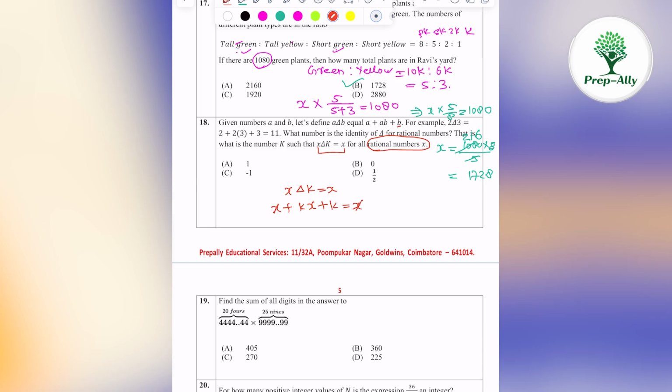Now x and x cancel out. If I take k as common, we get k into x plus 1 is equal to 0. So from here either k is equal to 0, or x plus 1 is equal to 0. That gives x is equal to minus 1, but we have to find the value of k which is true for all rational numbers x. So the identity element is k is equal to 0, so option B is the correct one.